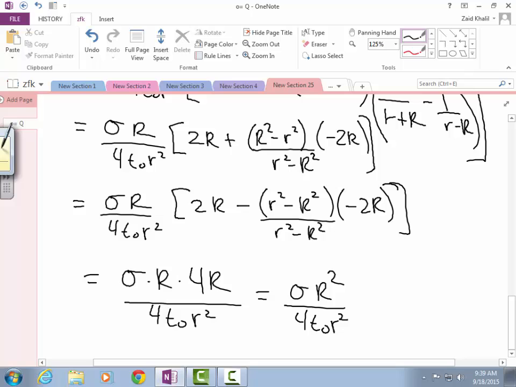Right? But what's sigma? Q over A. And what's the surface area? It's going to be Q over 4 pi. Which R? So big R squared, times R squared. It's pretty sick, right?